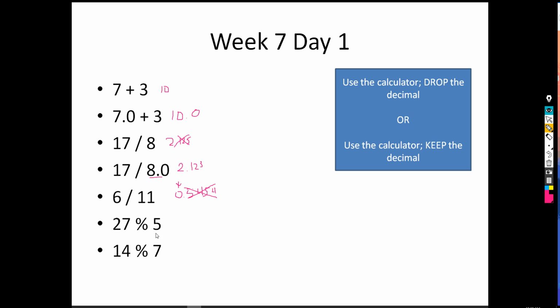The next one is looking for the remainder. 5 goes into 27 5 times. It has a remainder of 2. And 14 divided by 7 is 2 with 0 as a remainder. So all this is looking for is the remainder. All right, let me go on to the next one.